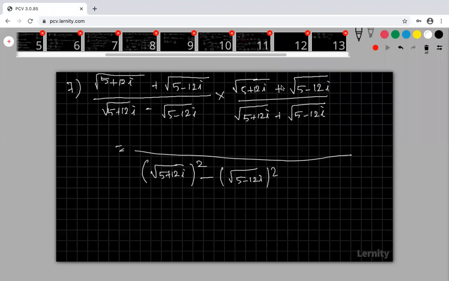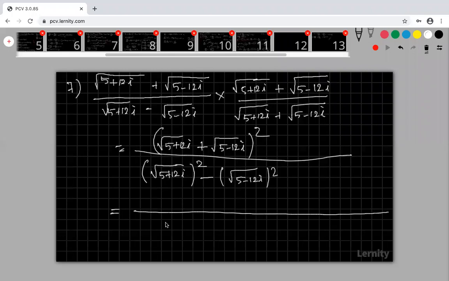What is the numerator? Look at my numerator. My numerator is root of 5 plus 12i plus root of 5 minus 12i the whole square, two times root of 5 plus 12i plus root of 5 minus 12i, and here also root of 5 plus 12i plus root of 5 minus 12i. So therefore, root of 5 plus 12i plus root of 5 minus 12i the whole square. Now come to the denominator. What is my denominator? Square and root get cancelled: 5 plus 12i. Here also square and root get cancelled, but minus is common: 5 minus 12i.